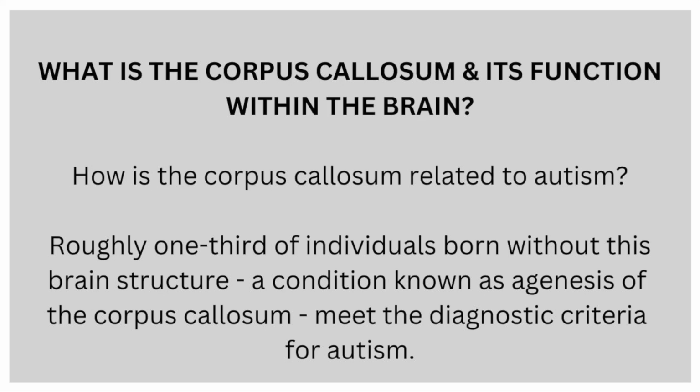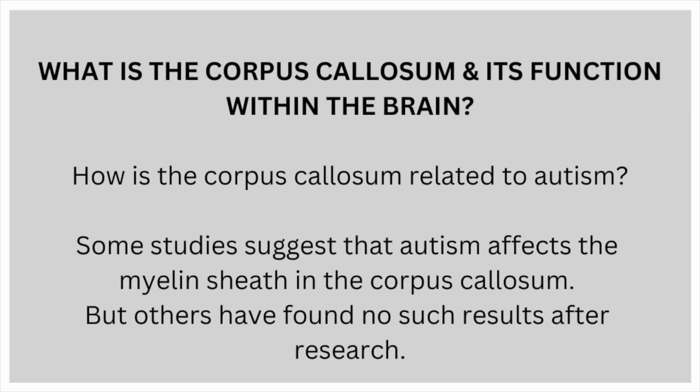How is the corpus callosum related to autism? Roughly 1/3 of individuals born without this brain structure, a condition known as agenesis of the corpus callosum, meet the diagnostic criteria for autism. Some studies suggest that autism affects the myelin sheath in the corpus callosum, but others have found no such results after doing research.